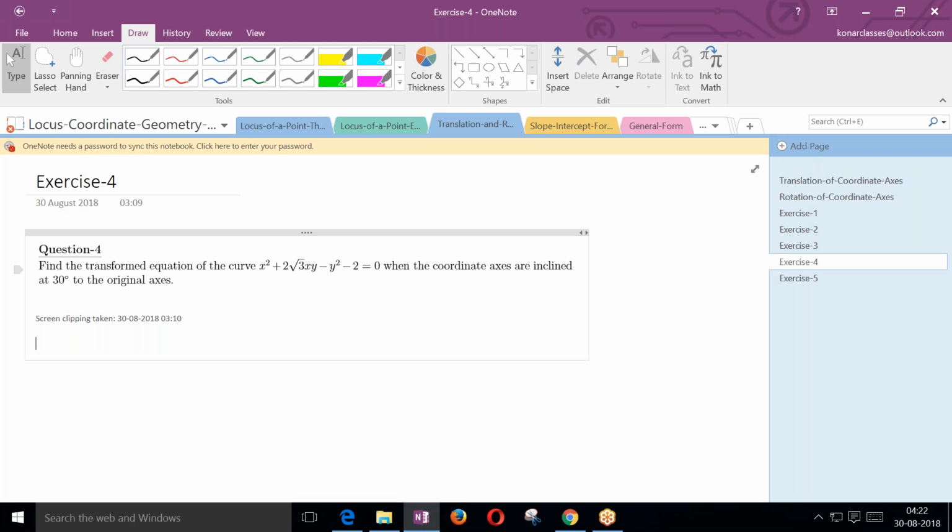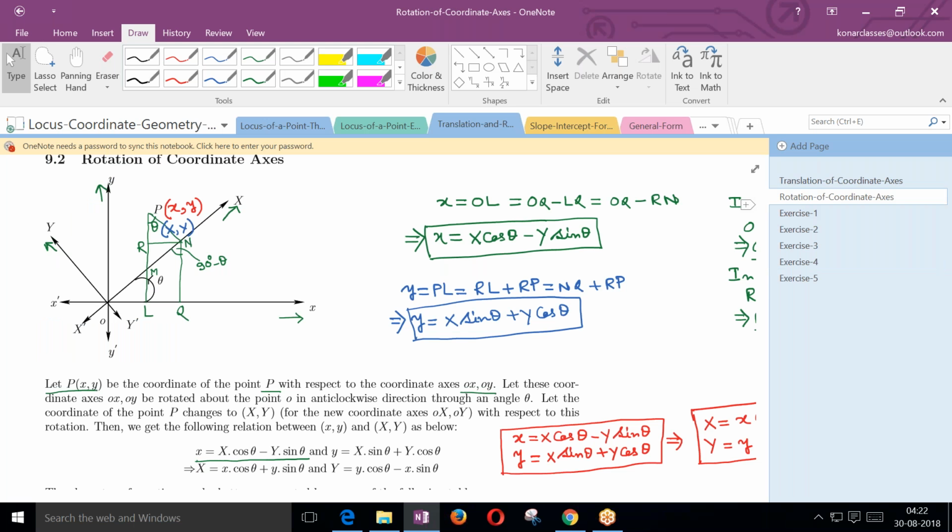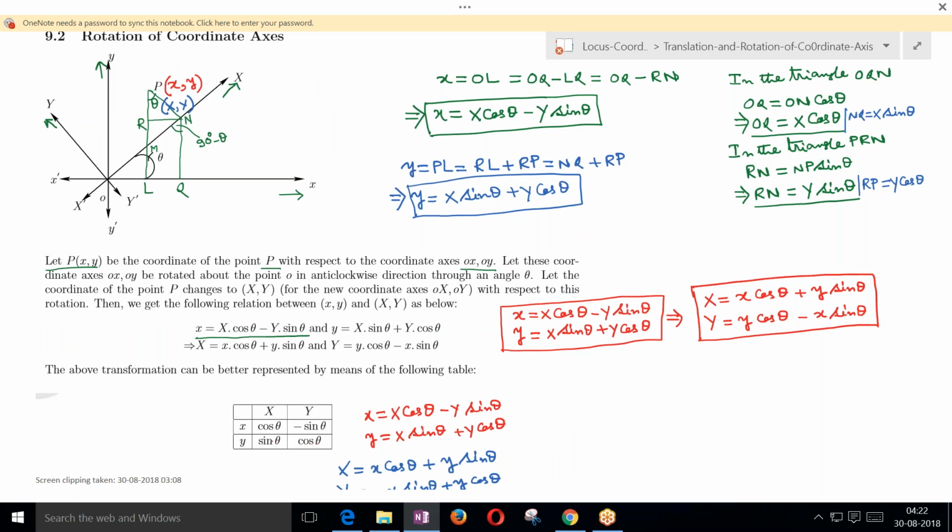Let me give a quick recap here. In the rotation of the coordinate axis, if our new coordinate is capital X, capital Y, then the transformation is that lowercase x, the original old coordinate, is equal to capital X cos theta minus capital Y sin theta, and lowercase y is equal to capital X sin theta plus capital Y cos theta. We need to apply all these things to solve this problem.